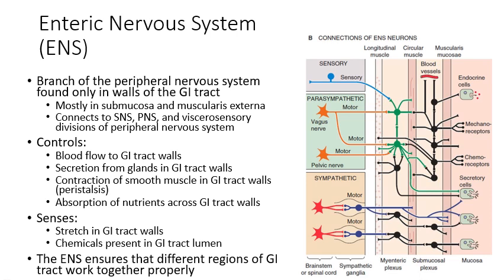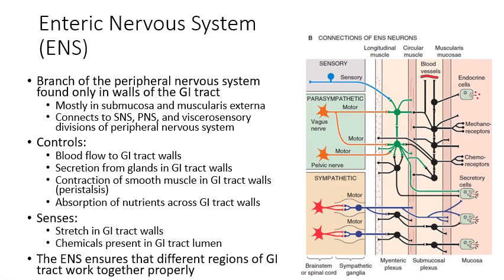So the motor portions of the enteric nervous system are able to control how blood is flowing through the walls of the GI tract, how the different glands and secretory cells in the GI tract are producing their secretions, how the smooth muscle in the GI tract is contracting, for instance, for peristalsis or for some of the other movements that different parts of the GI tract can do. And finally, that can control how nutrients are being absorbed across the walls of the GI tract.